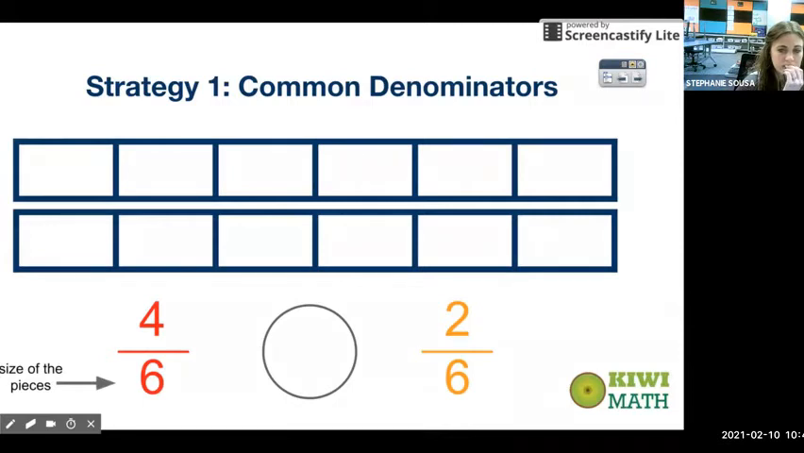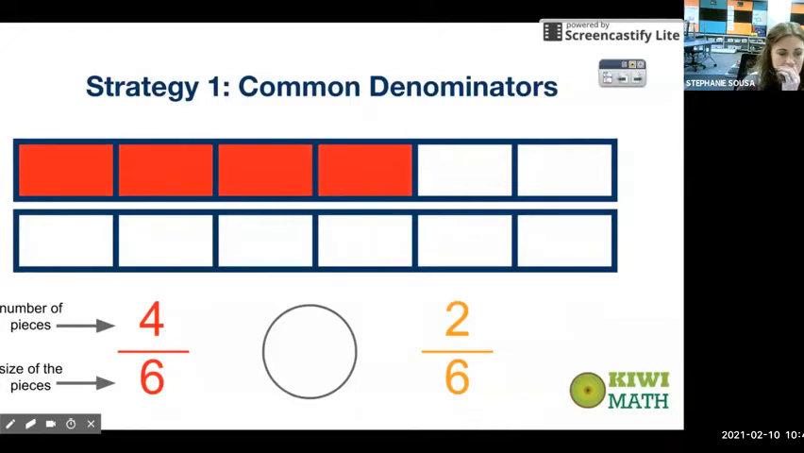So if both wholes are cut into 6 pieces, then we have to take a look at the numerator. And what does the numerator actually tell us? It tells us the number of pieces that we're looking at. So in the case of 4/6, we're looking at 4 pieces that are the size of 6. In the case of 2/6, we're looking at 2 pieces that are the size of 6. And therefore, you could see visually that the 4/6 is greater.